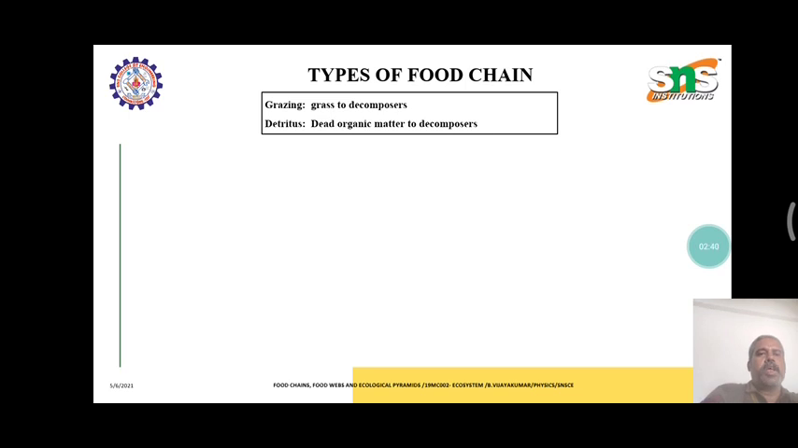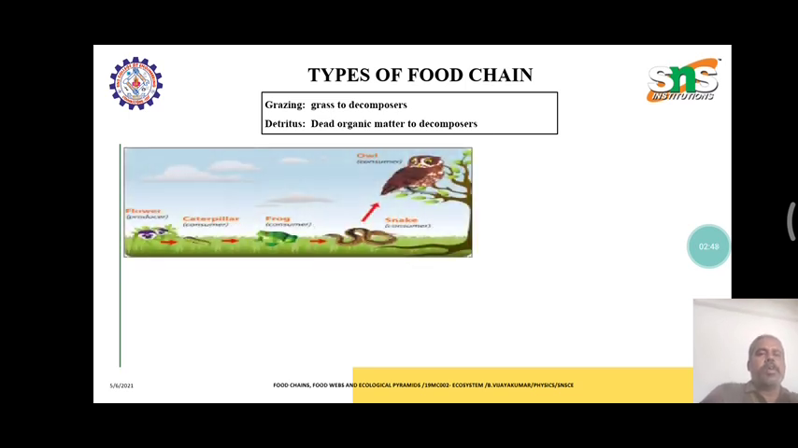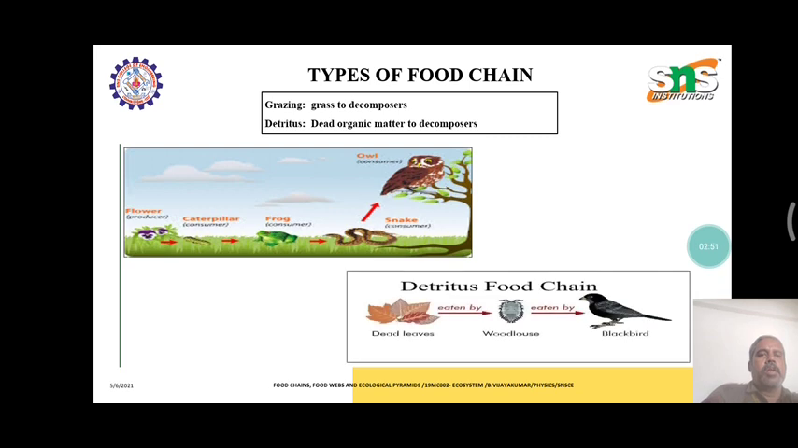The types of food chain: the grazing food chain, from grass to decomposer; and the detritus food chain, from dead organic matter to decomposer. The detritus food chain is, for example, dead leaves, wood louse and blackbird.